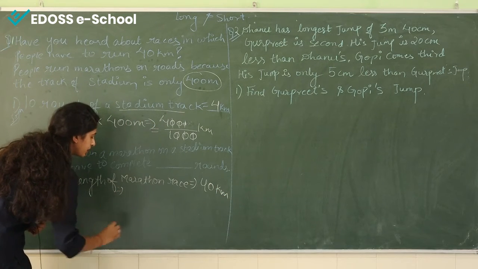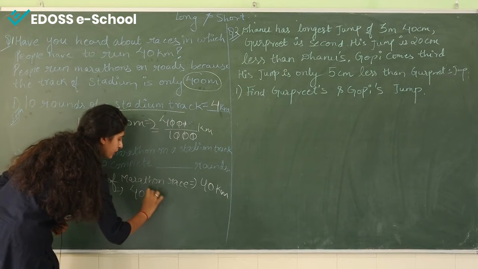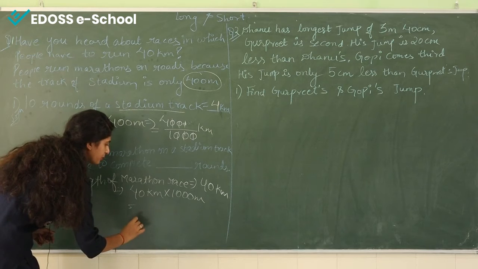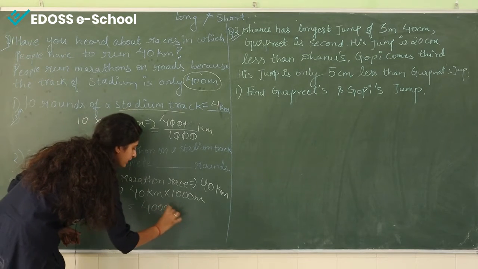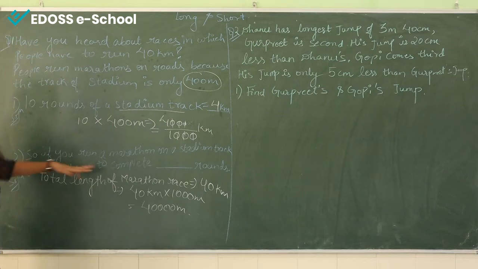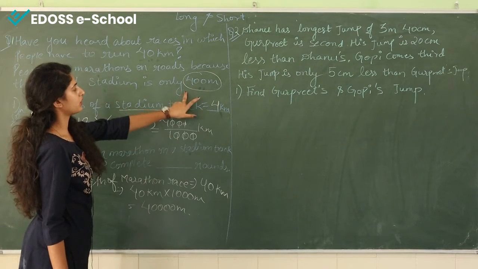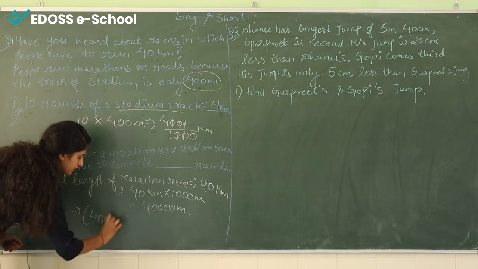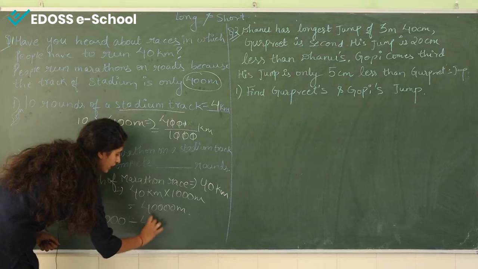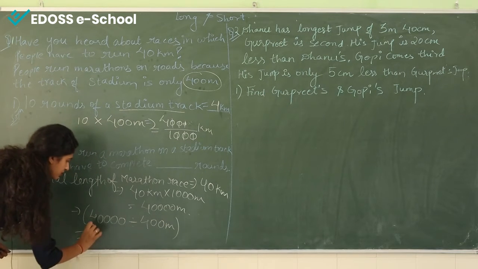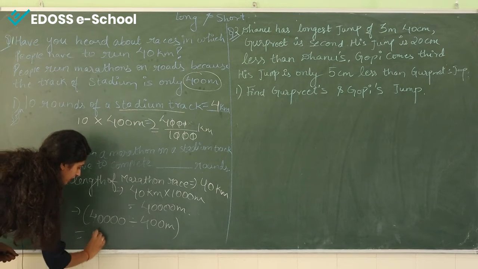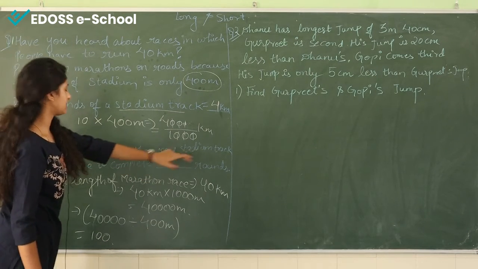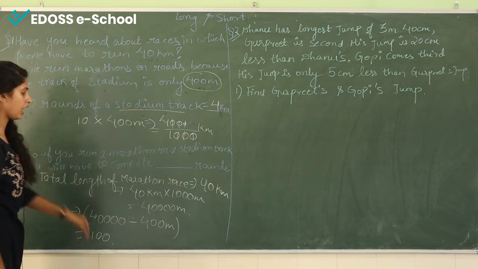That is, we'll convert it into meters. 40 kilometers multiplied by 1000 meters is equal to 40,000 meters. But as you know कि stadium track is only of 400 meters. So 40,000 meters divided by 400 meters is equal to 100. So it means if you have to run a marathon on a stadium track, you will have to complete 100 rounds.